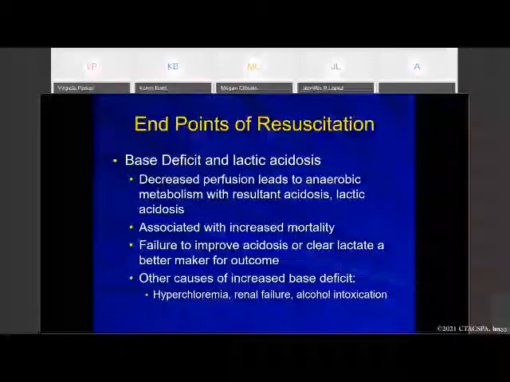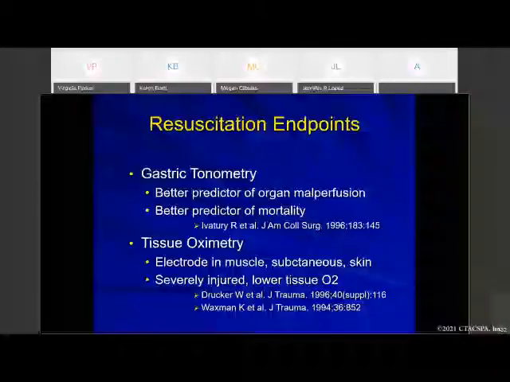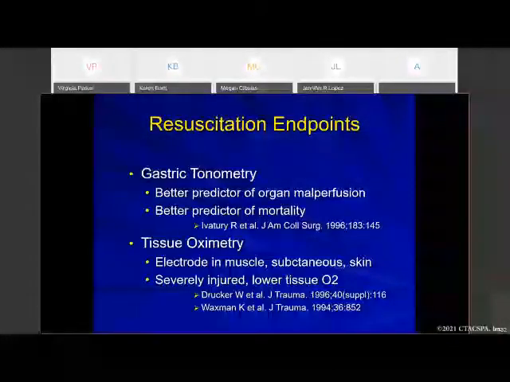Other reasons for increased base deficit but not increased lactic acid are hyperchloremic acidosis. Renal failure is obviously a big cause. Usually, if someone has a normal lactate but they have acidosis, this might be something wrong with their kidneys. And you can also get it with intoxication. Just to show you what's out there.